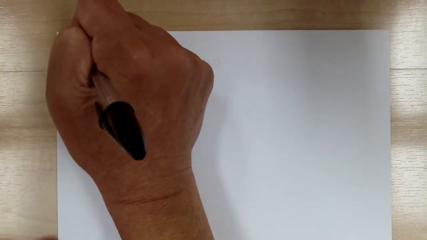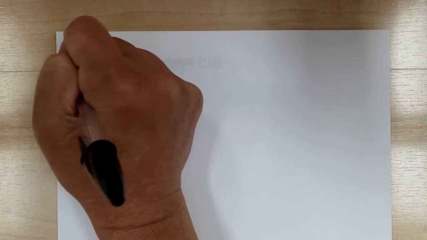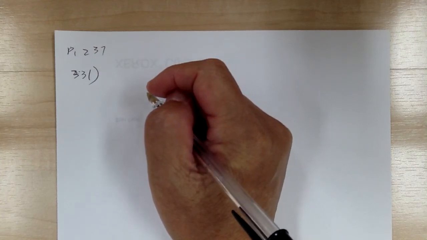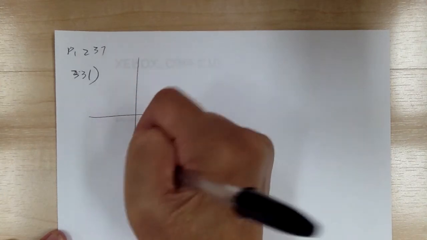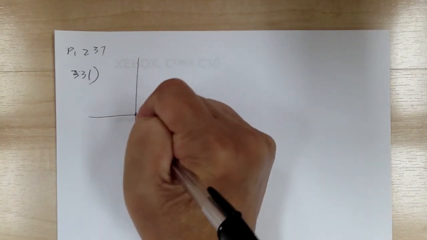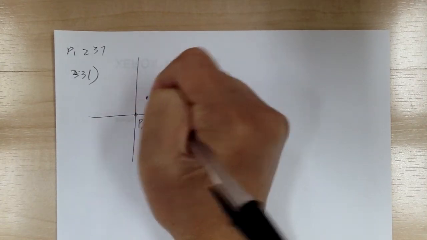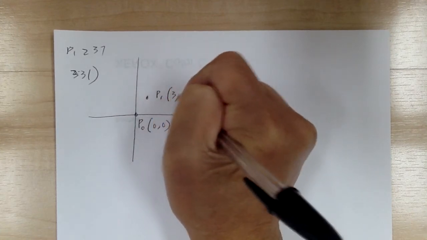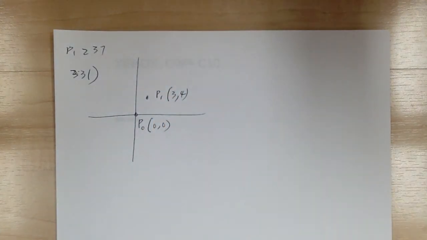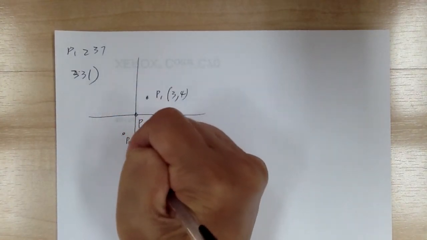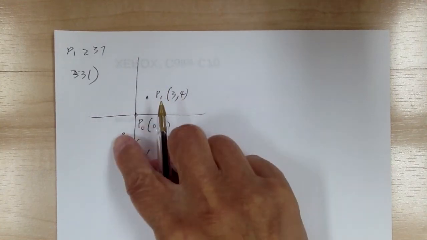Okay, let's go to 331. So you got points, and this one I'm not going to draw to scale. You got P0 at 0, 0, and you got P1 over here at 3, 4. You want to flip P1 over P0 to get P2. So this would be P2, and you're going to flip over.